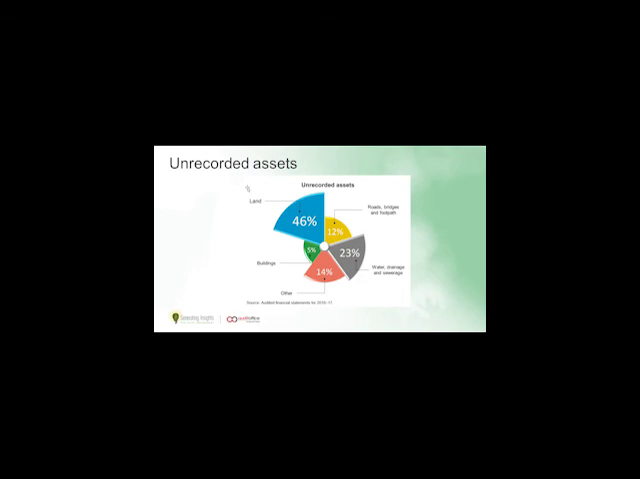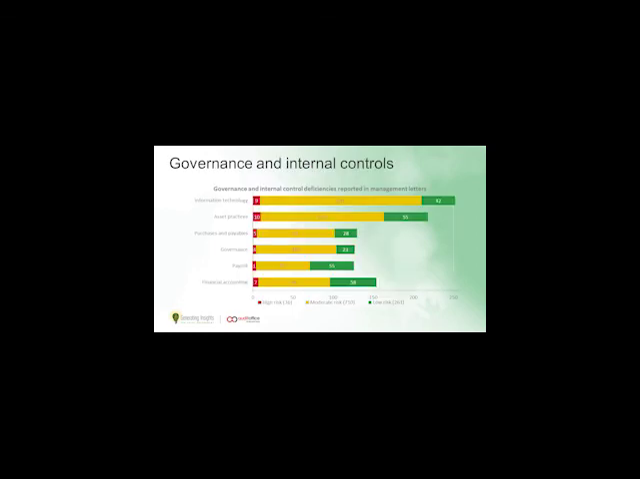Moving on to governance and controls, which is the final chapter I'll talk on before questions. We reported 36 high risk and 710 moderate risk governance and internal control issues. I think Ian mentioned that we reported more than 1,000 issues overall.